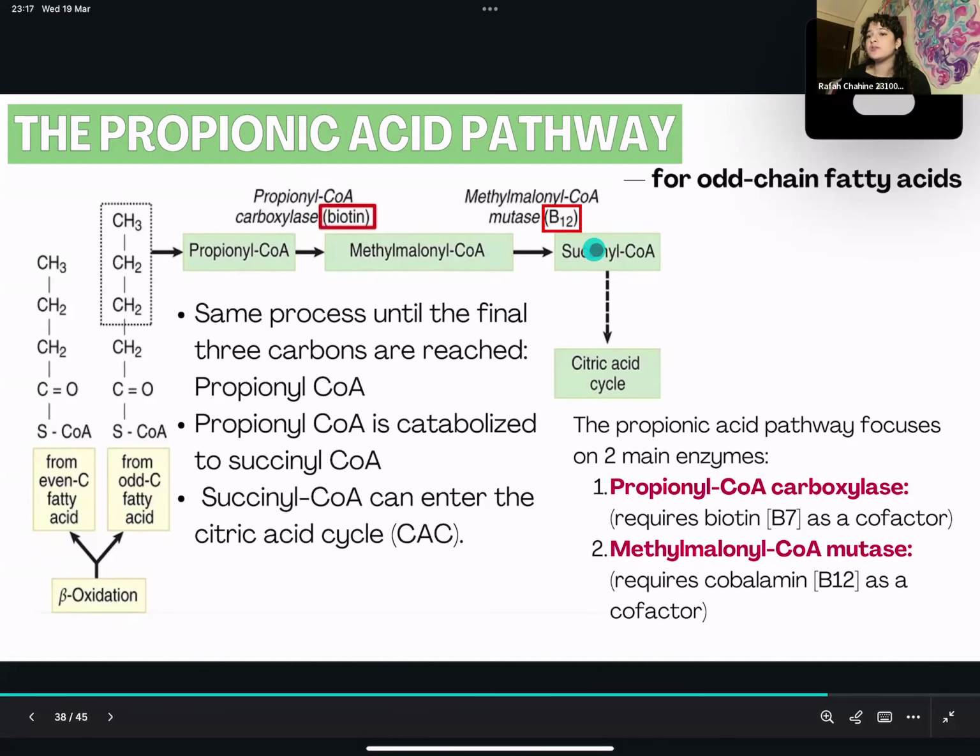Methyl-malonyl-CoA will be converted into succinyl-CoA with the help of methyl-malonyl-CoA mutase that needs a cofactor B12 or vitamin B12, which is known as cobalamin. Okay, so recap, just a very short recap. Propionyl-CoA, with the help of propionyl-CoA carboxylase and vitamin B7 or biotin, will be converted into methyl-malonyl-CoA. Methyl-malonyl-CoA mutase requires B12 or cobalamin as its cofactor to convert methyl-malonyl-CoA into succinyl-CoA. And then succinyl-CoA can enter the citric acid cycle chain to produce ATP.